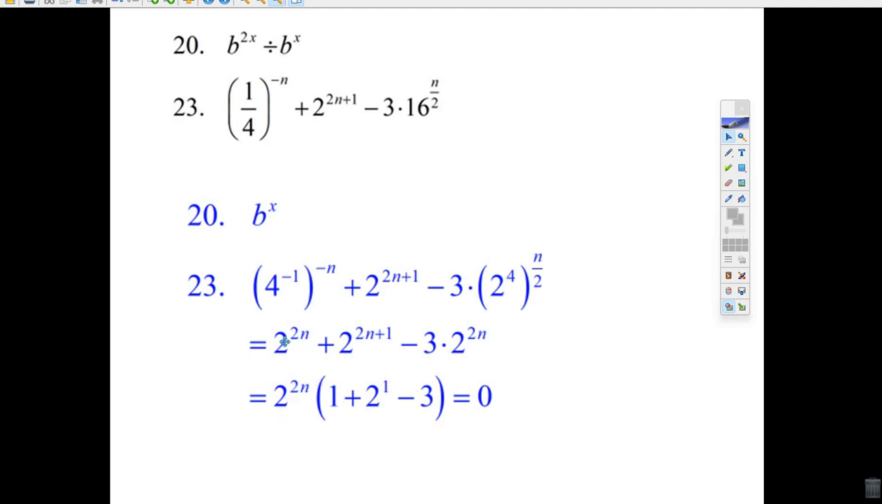2 to the n times 1 gives me that. 2 to the n times 2 to the 1 will give me 2 to the 2n plus 1. And 2 to the 2n times minus 3 will give me this. Oh, but hang on. 1 plus 2 is 3. 3 minus 3 is 0. So this all turns into nothing at all, to 0. There you go.